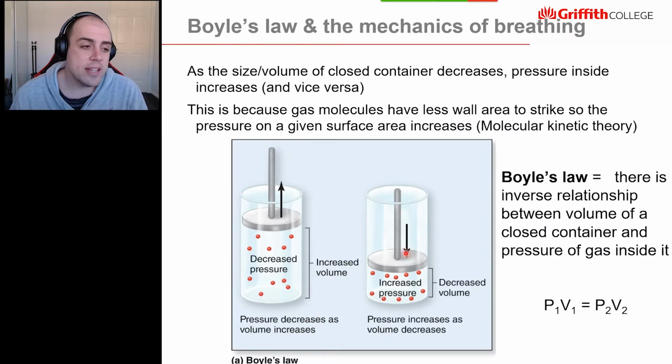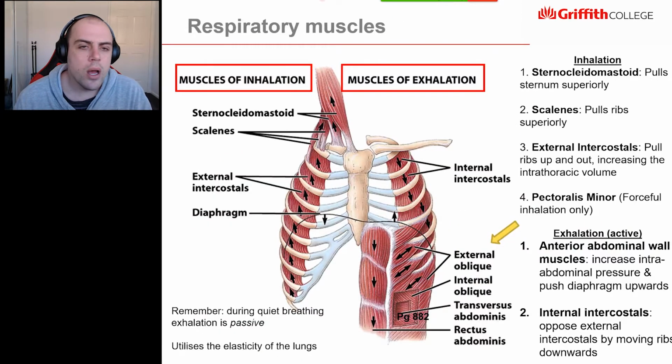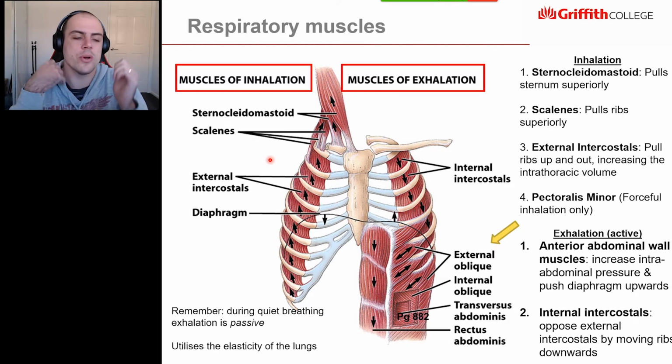Boyle's law, we've covered that extensively, looking at the inverse relationship between pressure and volume. So as volume goes up, pressure goes down, or if volume goes down, pressure goes up. Movement of the chest and looking at these respiratory muscles, we've already done that last week. So again, looking at the sternocleidomastoid and scalenes, how they can help pull the chest up and out, and our obliques help to push the diaphragm up during forced exhalation to push that air out.